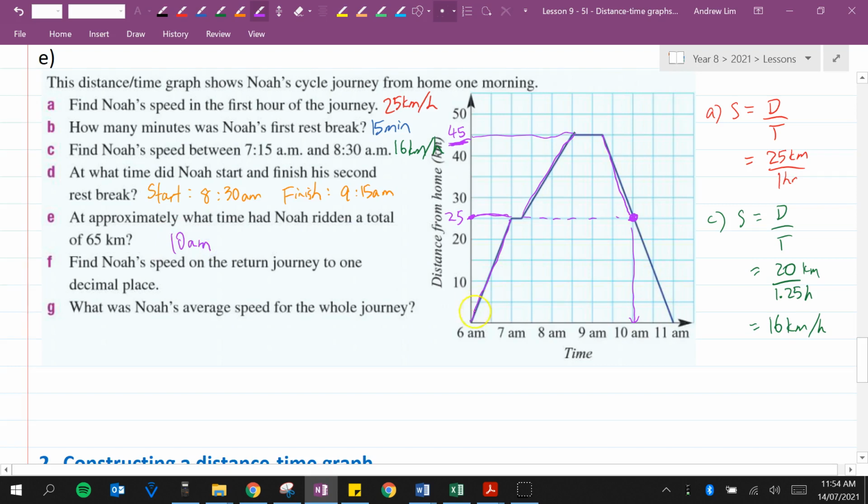He's ridden 25 plus another 20 plus another 20. Okay, so 25 kilometers. He stopped. He rode for another 20 kilometers. He stopped. Then he rode for another 20 kilometers, and back.